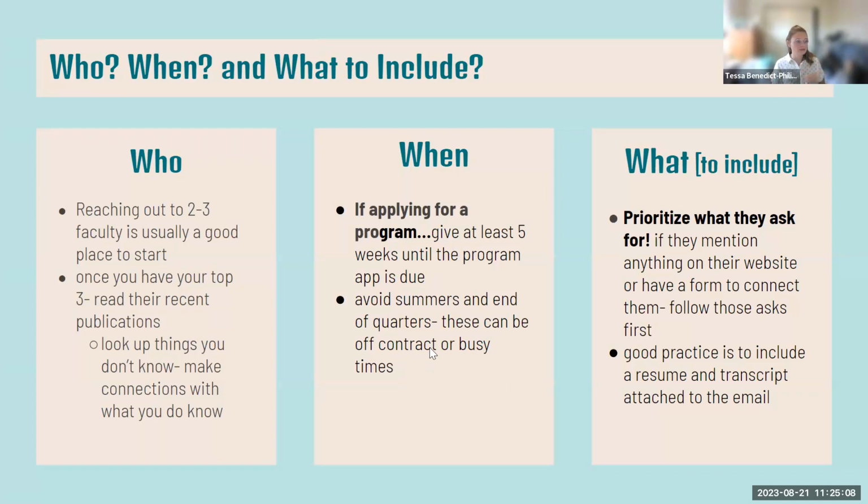Some recommendations, not requirements, are to avoid summers. A lot of faculty are not on contract, so it might not be the best time to reach out. Some faculty don't open their email at all over the summer, and then when they start the school year, they might have anywhere from 500 to 10,000 emails to respond to. If you do send over the summer, you can always reach back out during like week 3 and follow up on your email. We'll talk about respectful ways to do that.